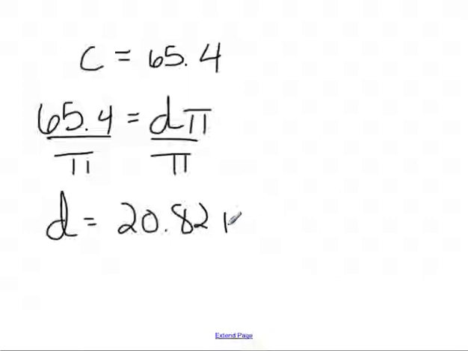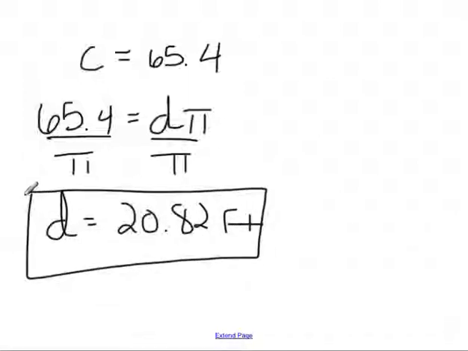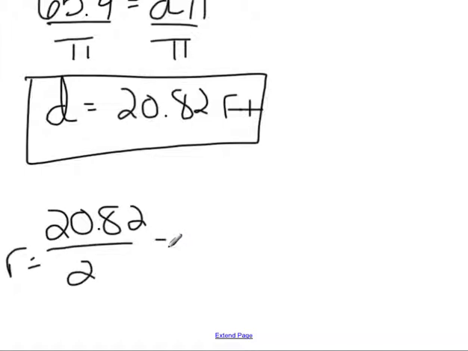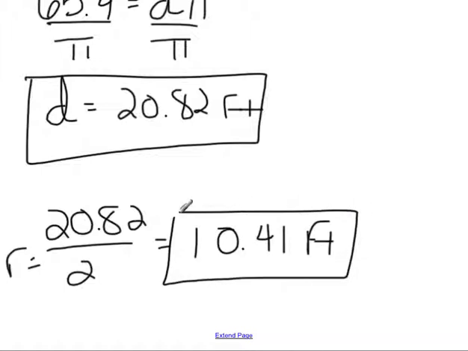And we want to label that feet. Okay, so again, you should be calculating this out with me so you make sure you're doing it right. Now it's actually really easy for us to get the radius. Remember that the radius is just half the diameter. So all we have to do to get the radius is take the diameter and divide it by 2. In my calculator, I'm going to do 20.82 divided by 2, and I get 10.41 feet. So that's your final answer for number 8.